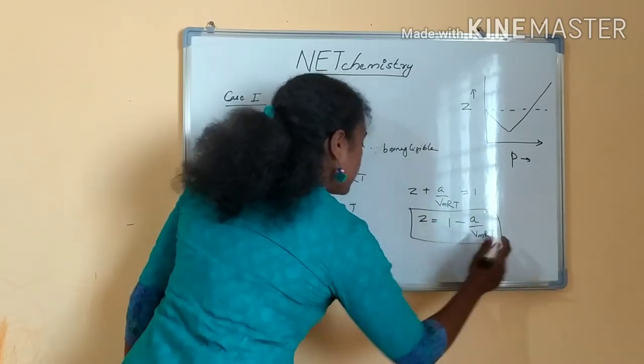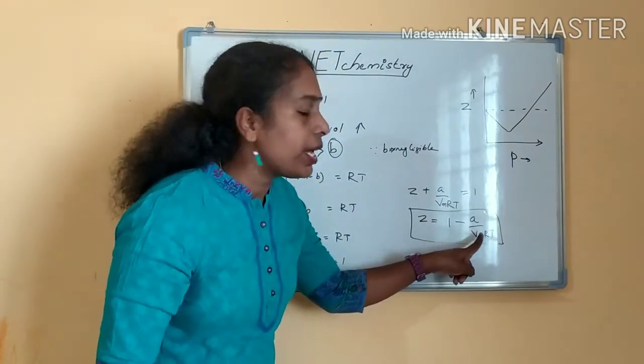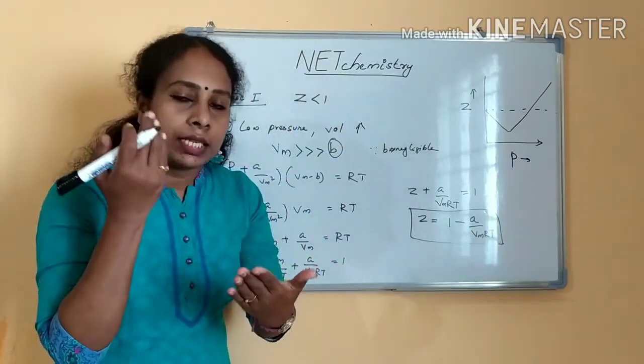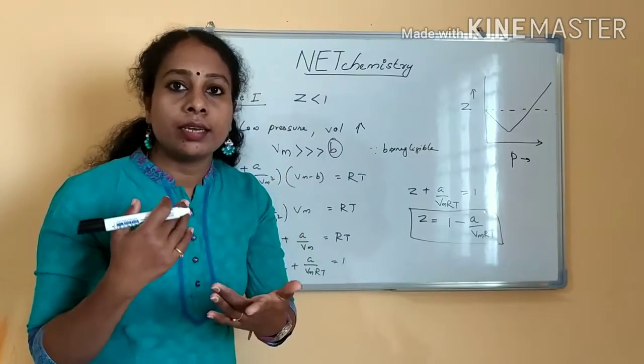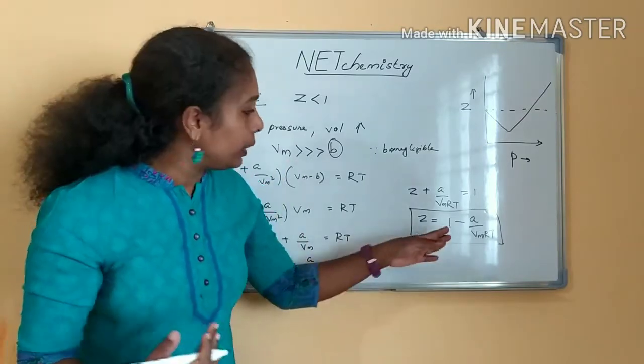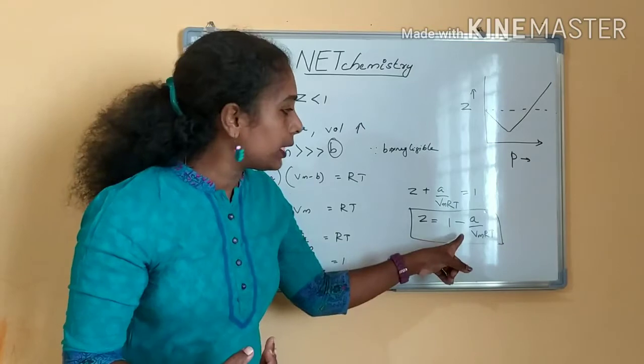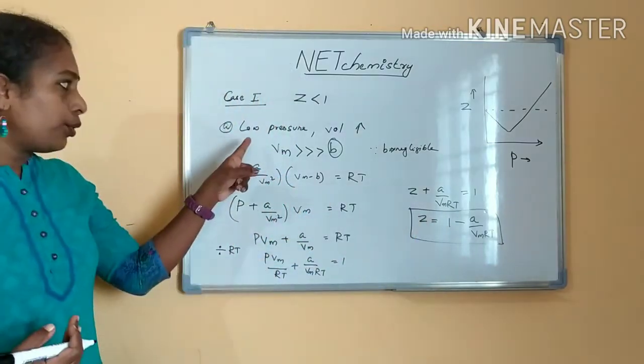Z value is less than 1. Z value is 1 minus a by Vm RT. It is a value you are getting less than 1. Z value is less than 1 you got, right? This is the case 1. Okay, is it clear or not?